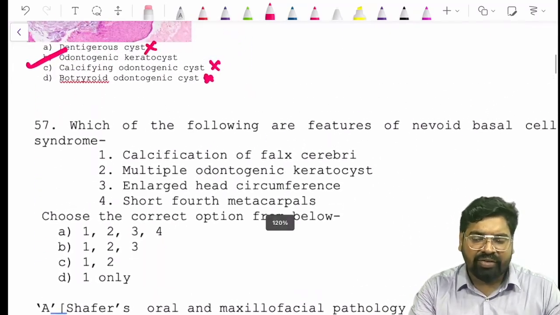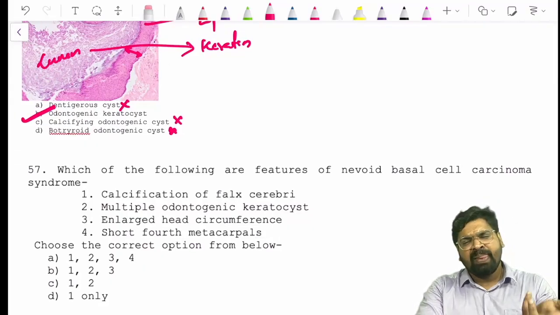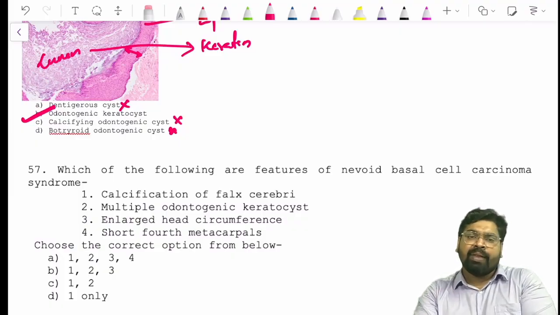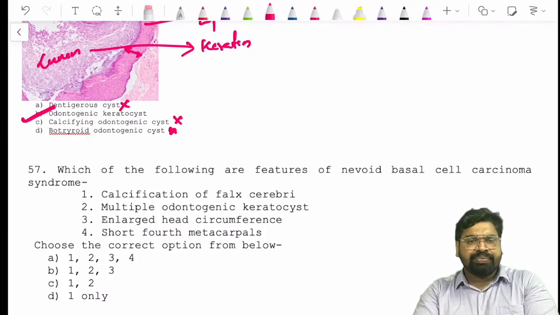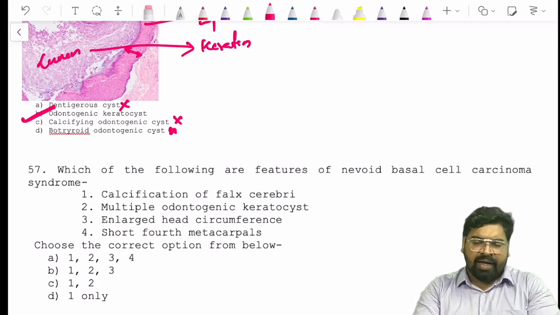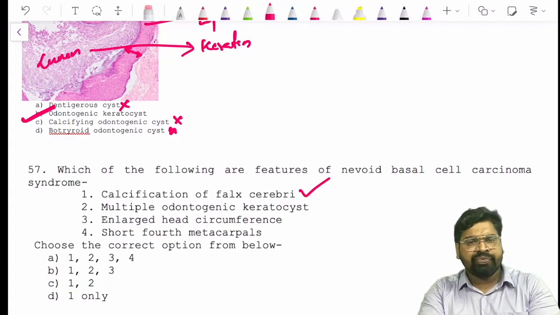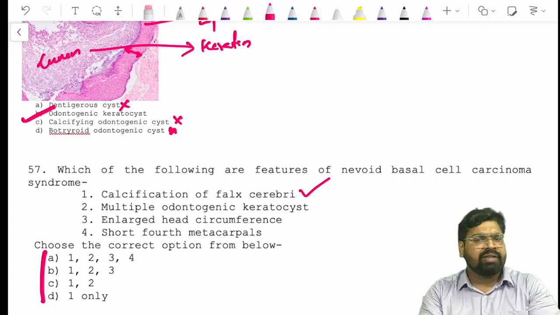So that is one thing. Next one. Which of the following are features of nevoid basal cell carcinoma syndrome? See, again and again that syndrome is very important. In the options you have, in this INICET paper, calcification of falx cerebri. Yes, that is there, definitely we know. So one is there, but all the options have one.